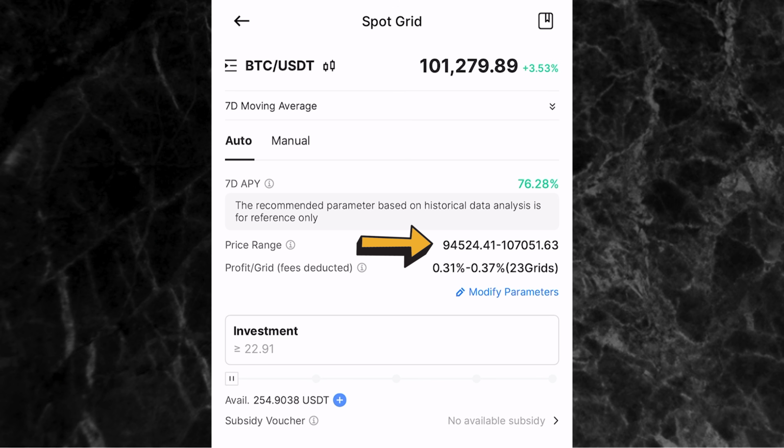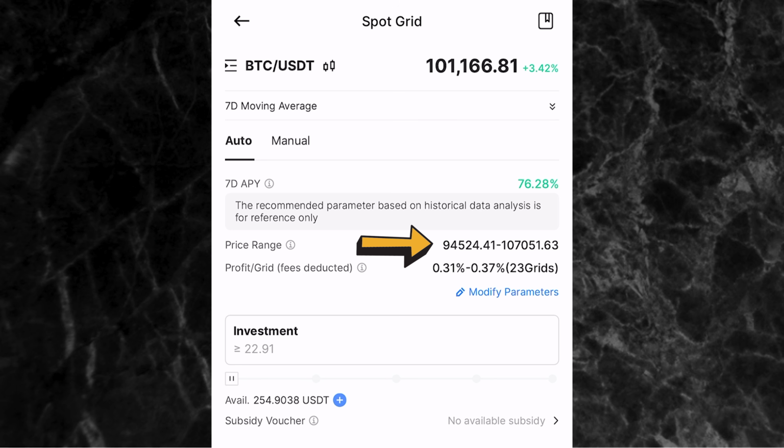So you can see the price range is between $94,524 to $107,000. Now, what does that mean? This means that if the price of BTC is between $94,000 to $107,000, this trading bot will keep trading for you. So for as long as the price of BTC is within that range, this trading bot will continue to take trades for you. But if the price of BTC goes below this $94,524, the trading bot will stop taking trades for you. Or if the price of Bitcoin goes above this $107,000, this trading bot will stop taking trades for you. That's just the meaning of this price range.